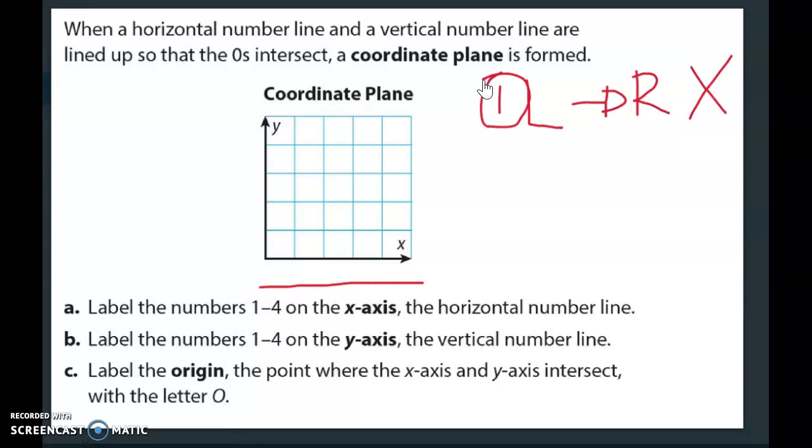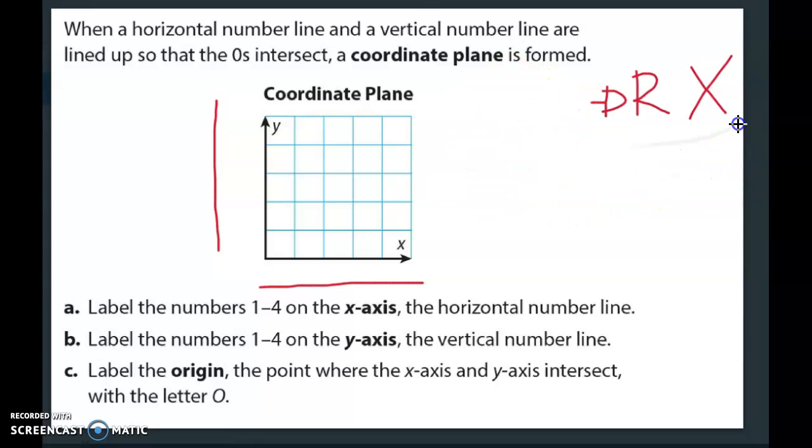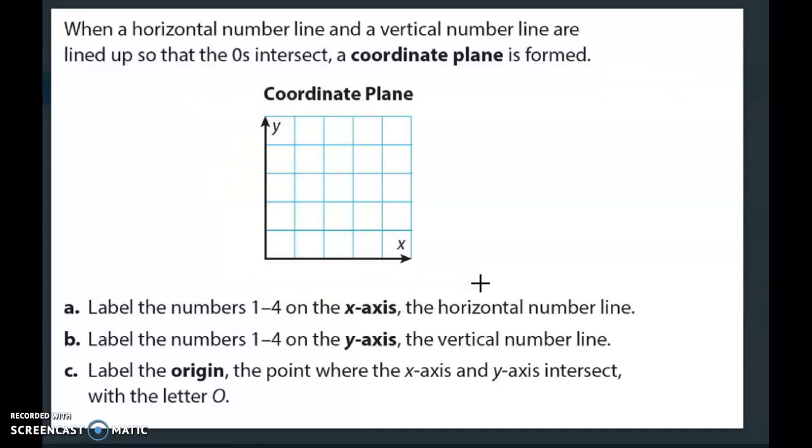Then you're going to notice going up and down is our y-axis. Okay, so from top to bottom, that's going to be your y-axis, and that's going to be your second number in an ordered pair. So I'm just going to quickly erase this, and we're going to follow the directions below to fill in some things on our coordinate plane. So let's take a look here.